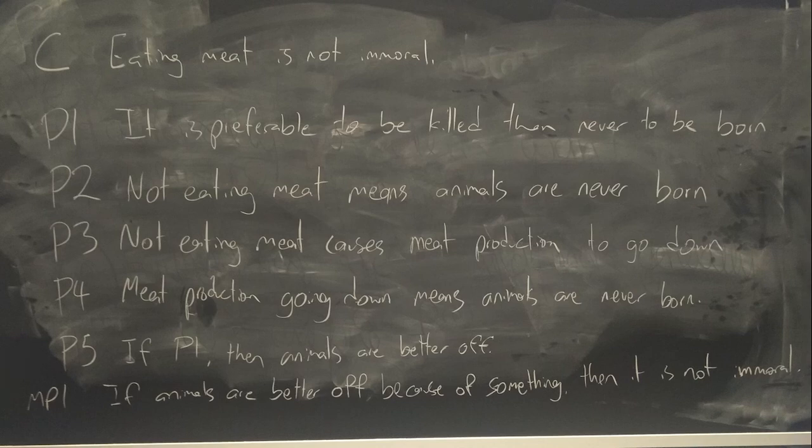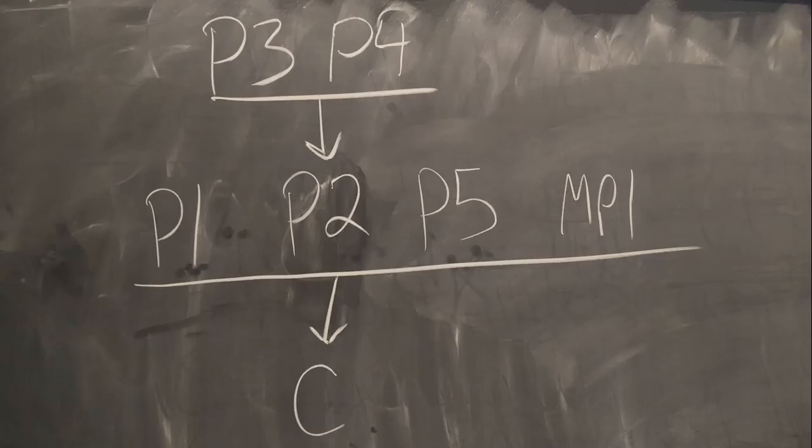I think we need the missing premise. I don't think premise 3 is in there, actually. I'm not sure that that's in that dependent relation. I think that's superstructure to that. So if it's preferable to be killed than to never be born, P2, so not eating meat, what do you think? P1, P2, and P5. And what about the missing premise here? I think that's important. It's like a four-part dependent relation.